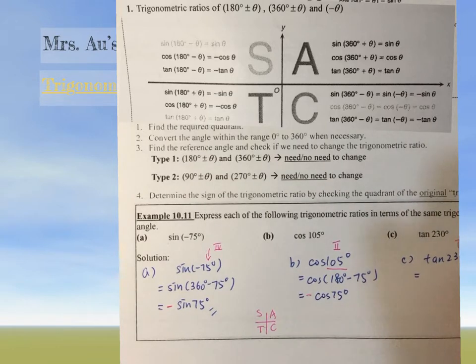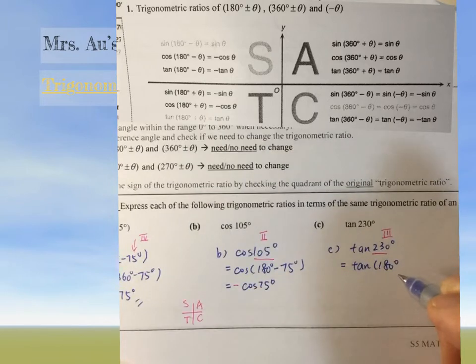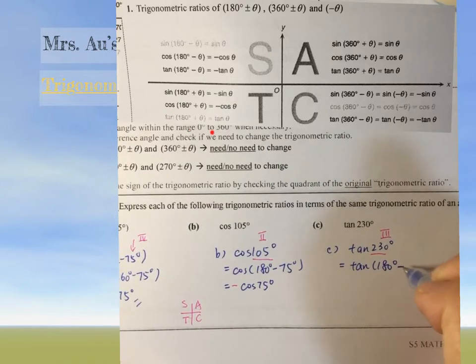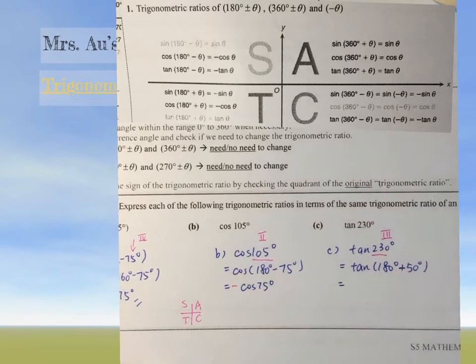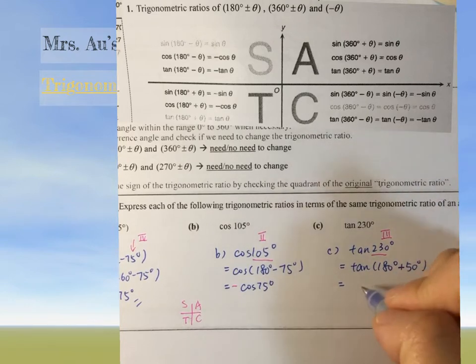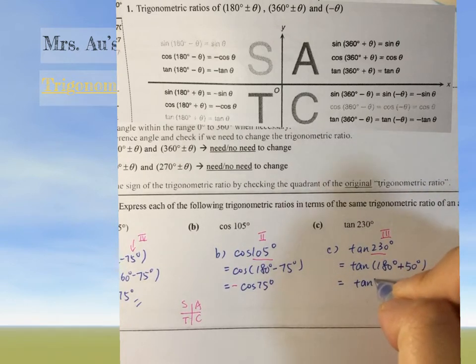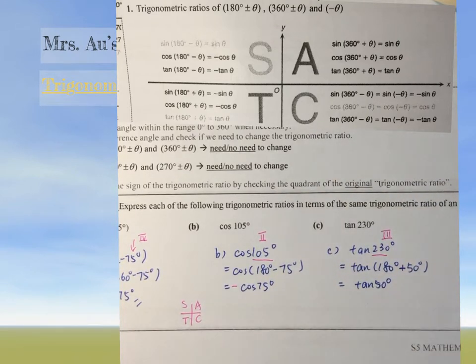So this time we will see that 230 is quadrant 3. And we want to make it to be an acute angle, so we change 230 to 180 degrees plus 50 degrees. So this time the acute angle becomes 50. And it is in quadrant 3, so it will become positive.